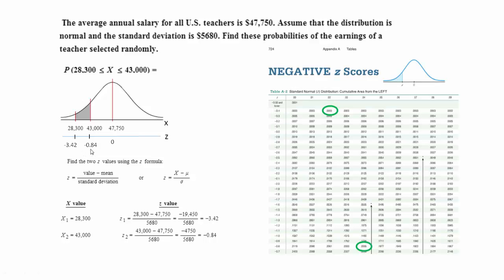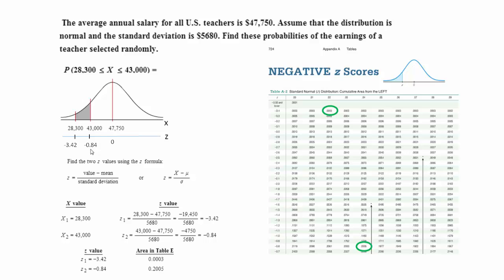And then we'll go to the tables, and of course we have negative tables, so we're going to go to the negative tables and look up these two values. And when we look up the z-values, we'll find that our left-hand z-value point, negative 3.42, has an area to the left of it of 0.0003, while our right z-value, negative 0.84, has an area to the left of it of 0.2005.